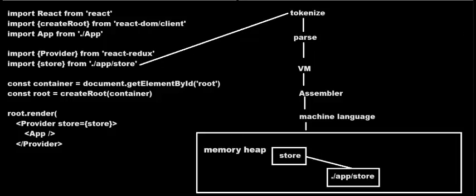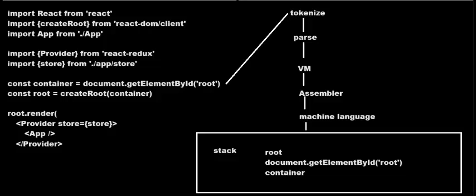Following statement, import store from app store. Goes to tokenize, parse, virtual machine, assembler, machine language, and finished in memory heap, store in one location. It is reference to app store, pointing to app store value.